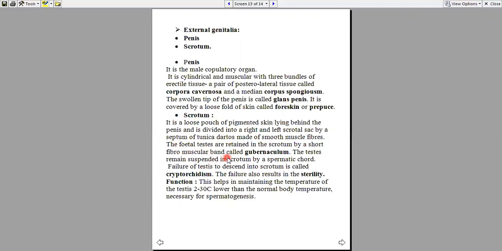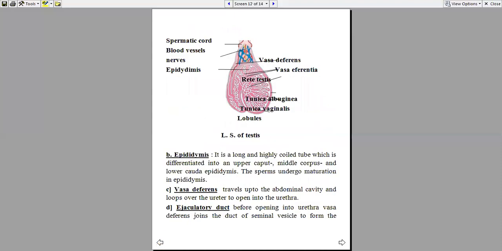The testes are retained in the scrotum, or you can say the testes are attached to the scrotum, by a short fibromuscular band called the gubernaculum. By means of the gubernaculum, the testes are attached to the scrotum. The testes remain suspended in the scrotum by a spermatic cord. You can see this spermatic cord here in this diagram of the testes. By means of this spermatic cord, the testes are attached to the scrotum.